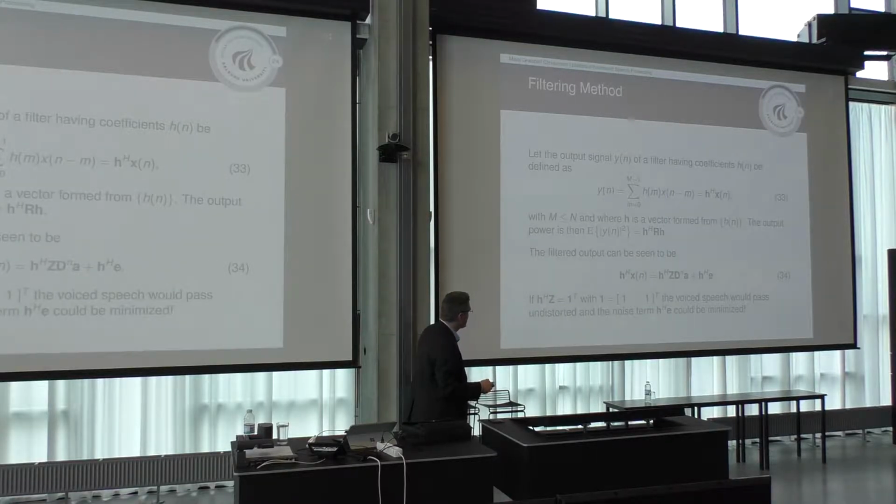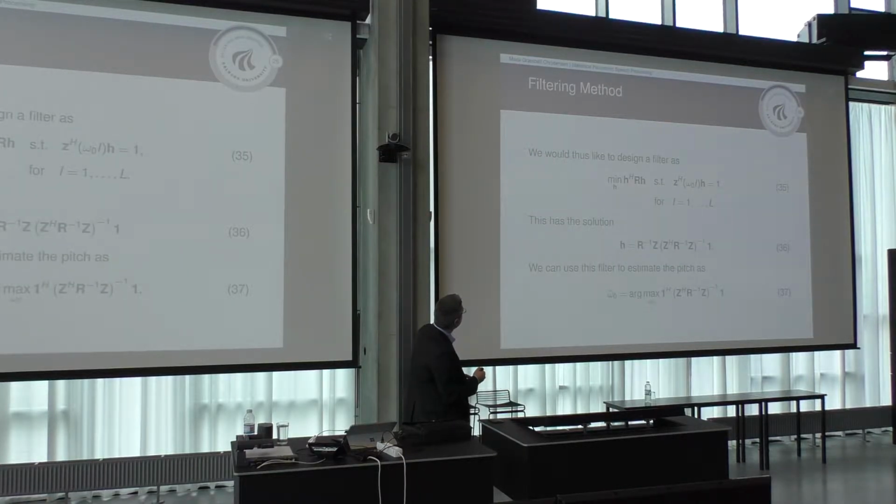So first of all, we'd like to eliminate noise down here, so we would like to make this as small as possible in some sense. But what about this part here? Well, if we could actually make it such that this product is 1, and a bunch of 1s, then this part would give us as output the sinusoids. And that would mean that the voiced speech would actually pass undistorted.